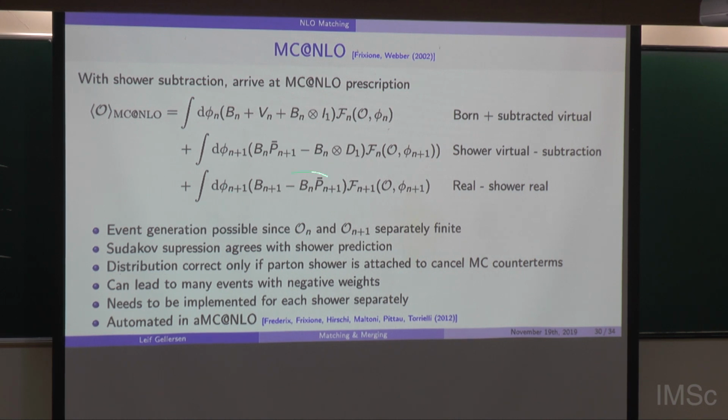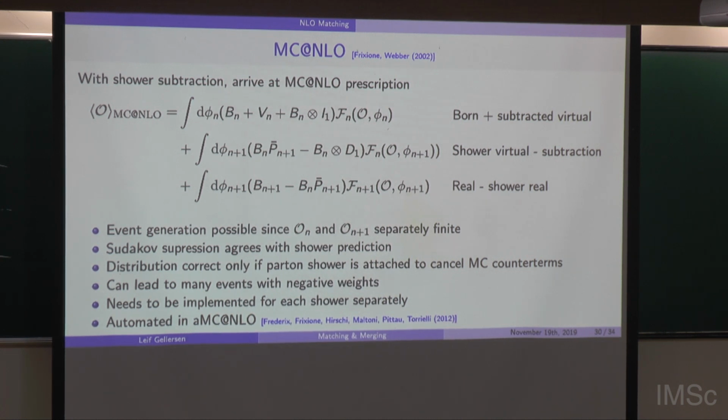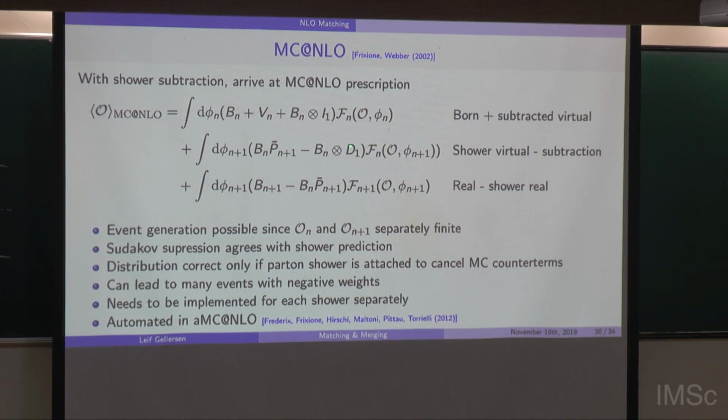But this last line is a little bit nasty because you got a minus again. So you will have a cancellation of events. So statistically, that might be a problem if there's a lot of events on both sides of this. So this can lead to negative events. And you need to implement this method for every Parton shower separately, because you need to know what the Parton shower is doing to subtract it in the first place. But this was automated in AMC at NLO.